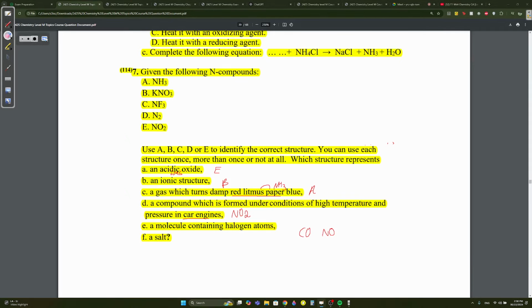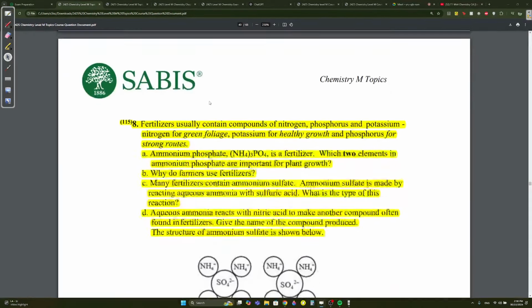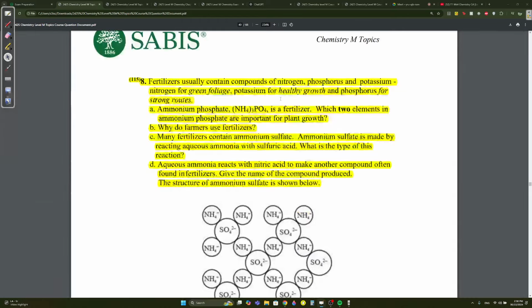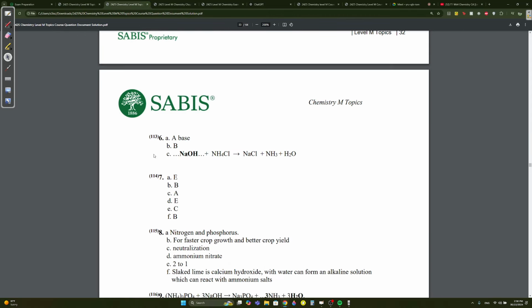B. Okay, question 8. Fertilizers usually contain compounds of nitrogen, phosphorus, and potassium. Nitrogen for green foliage, potassium for healthy growth, and phosphorus for strong roots. Ammonium phosphate, (NH4)3PO4, is the fertilizer. Which two elements in ammonium phosphate are important for plant growth? It should be nitrogen and phosphorus. I think A.